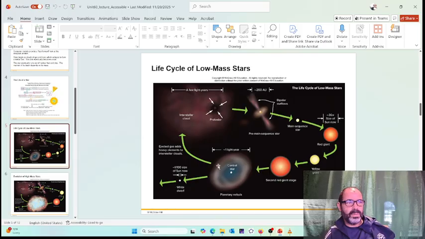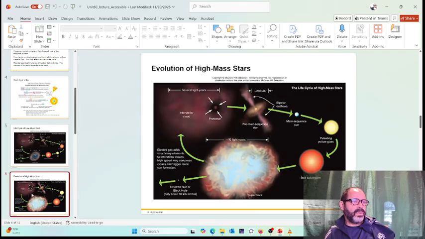So what happened to the material that was shed? That's a lot of material. That will coalesce again with other materials, or with the existing interstellar cloud, or even by itself, and then repeat the process again. Okay, so this is a low mass star.